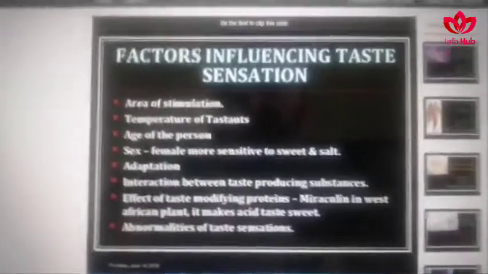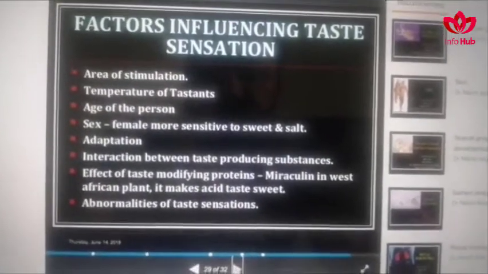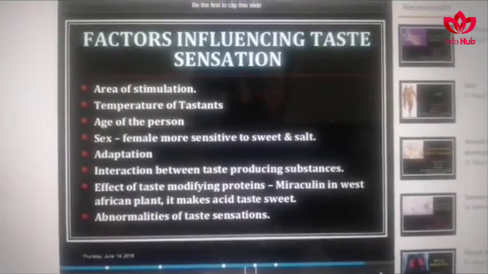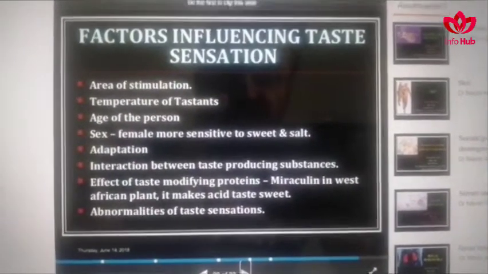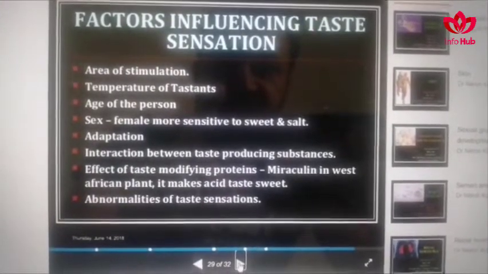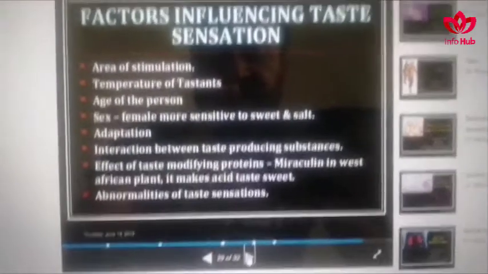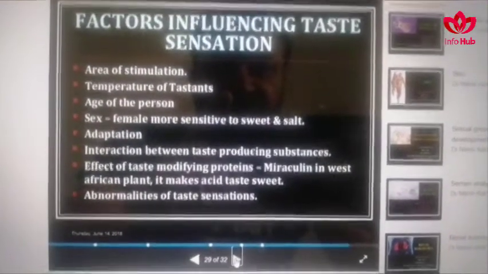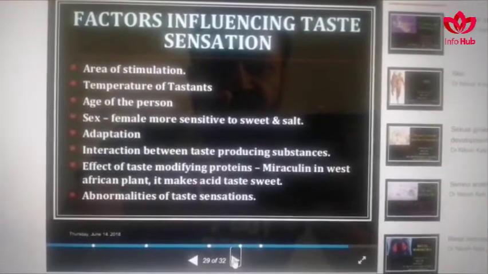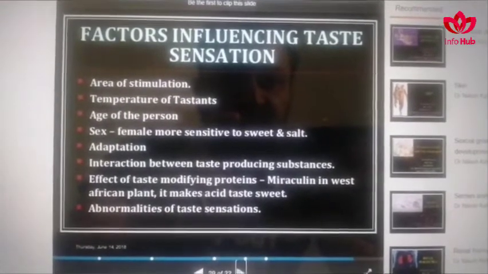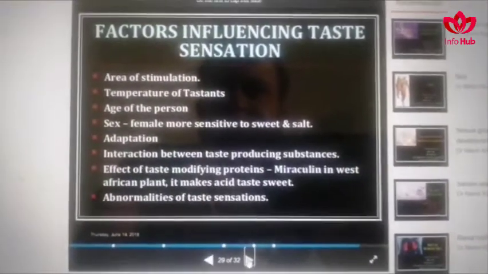So you should know various factors influencing taste sensation. Like area of stimulation is very important. Similarly, temperature of the tastants, age of the person. Females are more sensitive to sweet and salt. And adaptation: if you have already known that taste, you will be better adapted to it. Also interaction between the taste producing substances, the effect of taste modifying proteins, and similarly, abnormalities of our taste sensations. So these are the various influences on taste sensation.